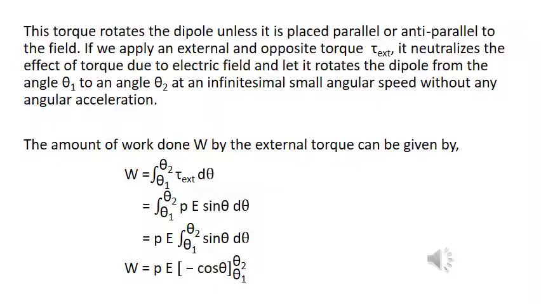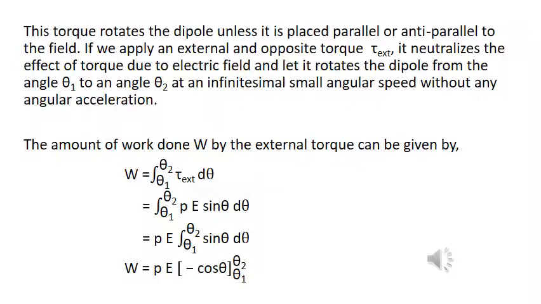If we apply an external and opposite torque, tau external, it neutralizes the effect of torque due to electric field and lets it rotate the dipole from the angle theta 1 to an angle theta 2 at an infinitesimal small angular speed without any angular acceleration. So the amount of work done W by the external torque can be given by W is equal to integral theta 1 to theta 2 tau external d theta. Here d theta is infinitesimally small angular displacement.